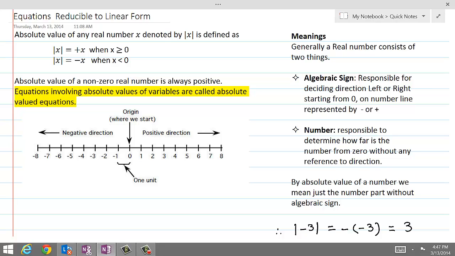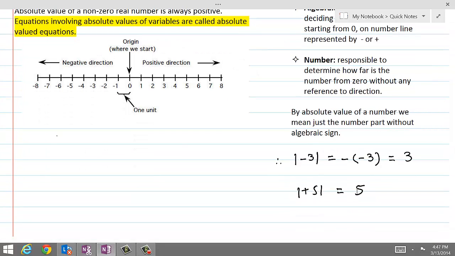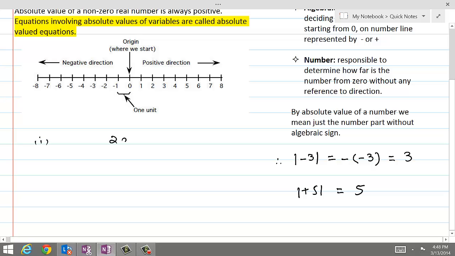Let's get started, and we will solve some linear equations with the absolute value of the variable present in the equation. Such equations, by the way, are called absolute valued equations. Let's get started here with the first question. The first question is 2x mod is equal to 6.